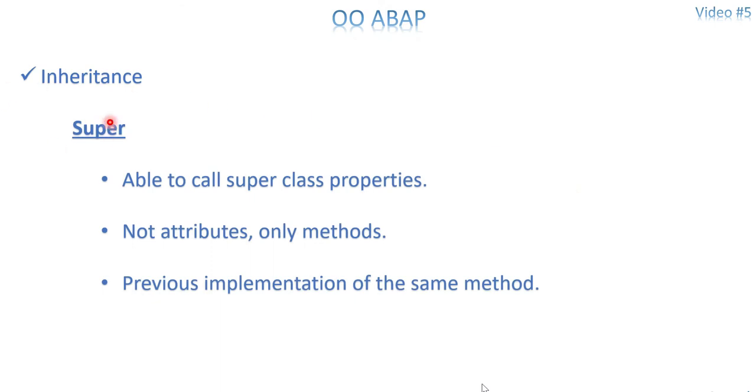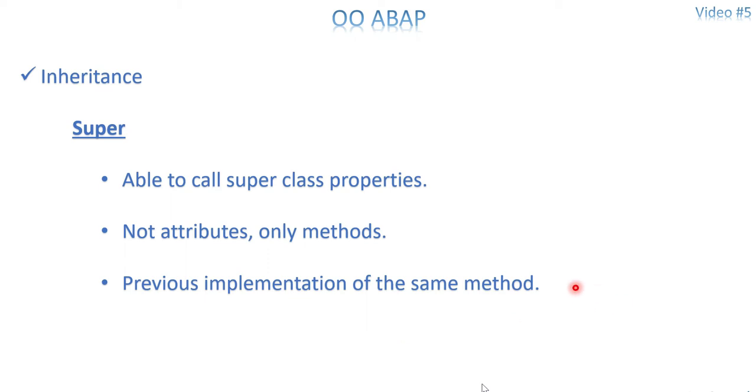And the super keyword, I think I almost covered. To call the superclass properties, I have to use super, but not for the attributes. It's only for methods. That's what is mentioned here. If I have superclass attributes, you don't want to use the super keyword. The super keyword is only to call superclass methods, not attributes, and the previous implementation of the same method.